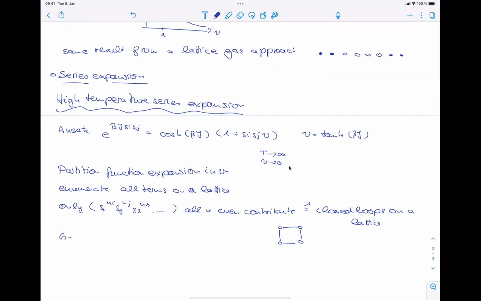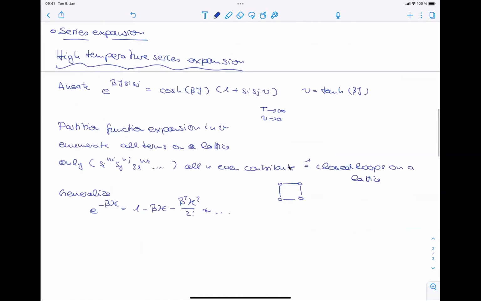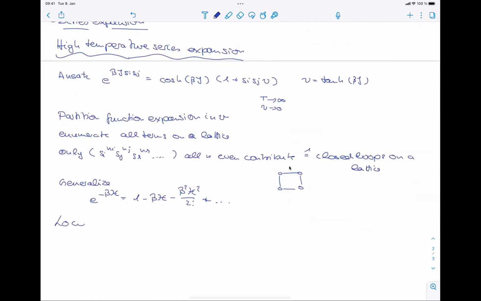And we also briefly saw that we can generalize this approach by also expanding directly the exponential, which would lead to this kind of terms of order. This is what we're going to start on Friday. So that was the high temperature expansion. And the opposite end was the low temperature series expansion.